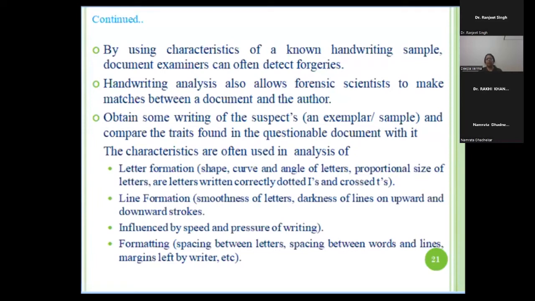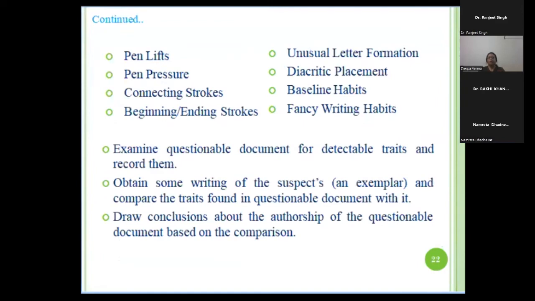So letter formation by way of shape, curve, angle, proportion, size, etc. Line formation influenced by speed, formatting, pressure of writing, etc. There may be examination of pen lift, pen pressure, correcting strokes, beginning and ending strokes, unusual letter formation, diacritic placement, baseline habits, fancy writing habits. Examine the questioned document for detecting traits and record them. Obtain some writing of the suspect as an exemplar and compare the traits found in the questioned document with it. Draw conclusions about the authorship of the questioned document based on the comparison. These are the parts of comparison of the document.